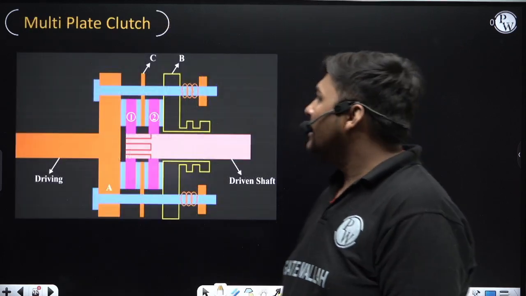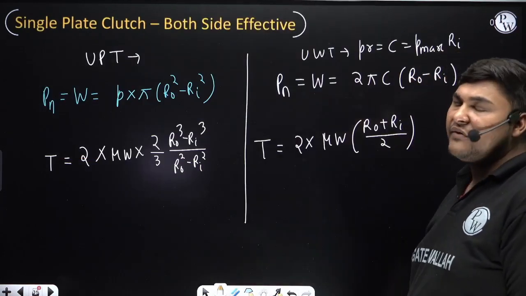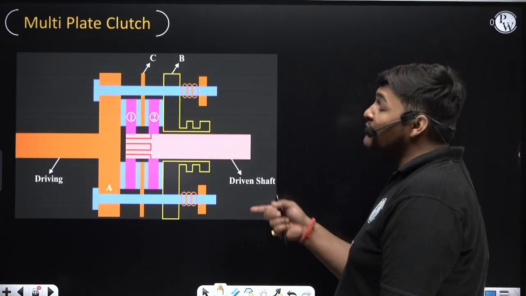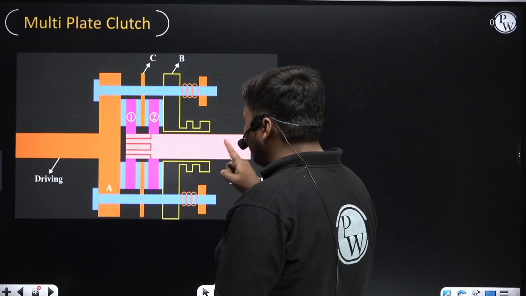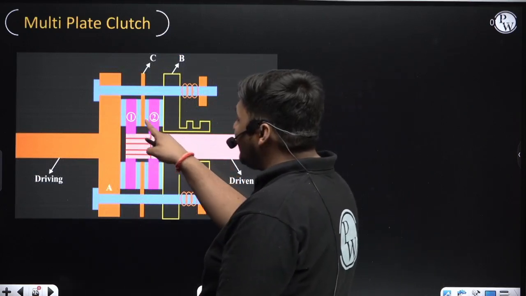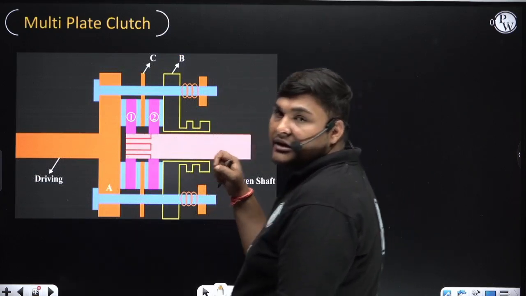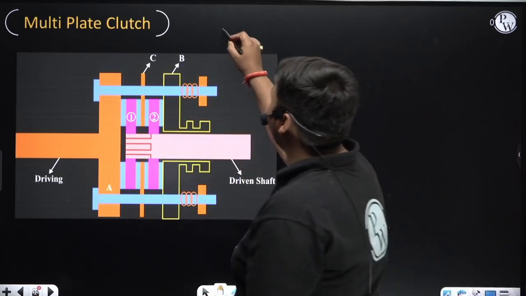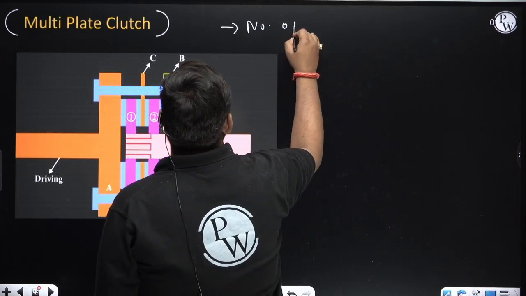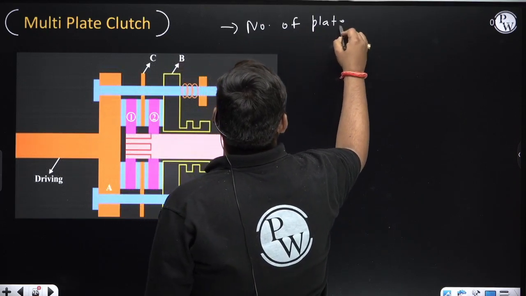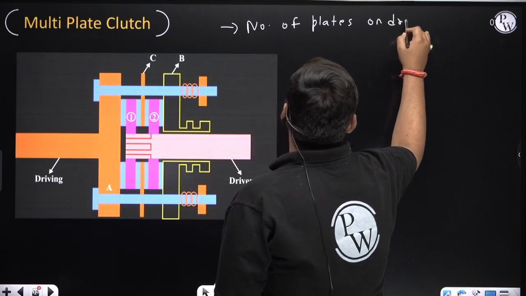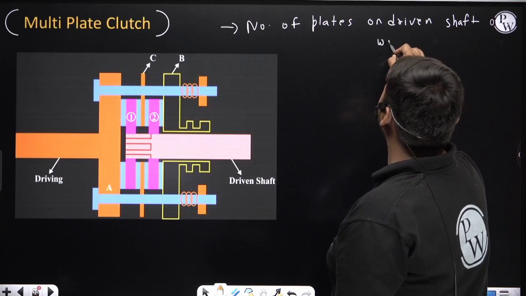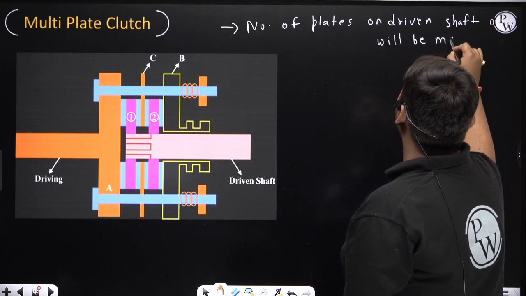Okay. Now, if you understood single plate clutch with both side effective, you will easily understand multi plate clutch. In multi plate clutch, there will be more than one plate on the driven shaft. Like here, you can see on the driven shaft, I have engaged two plates. More than one means it is a multi plate clutch. So, in multi plate clutch, the number of plates on the driven shaft will be more than one.